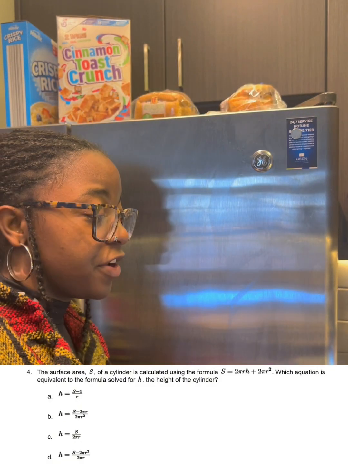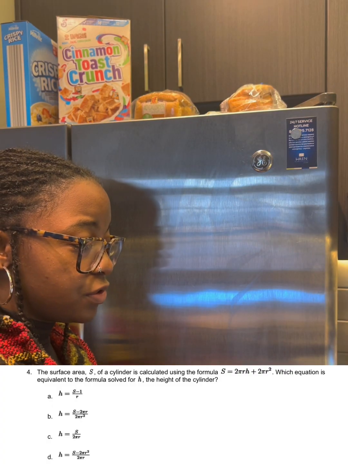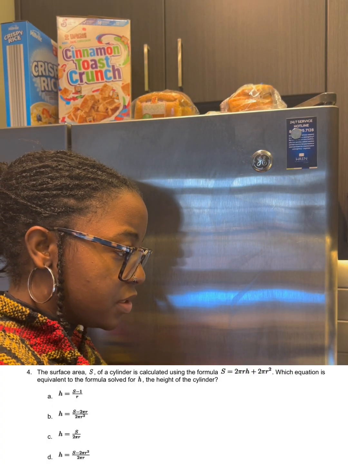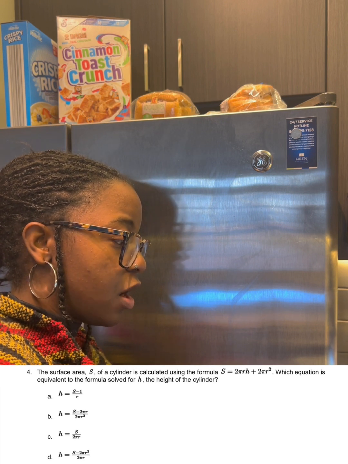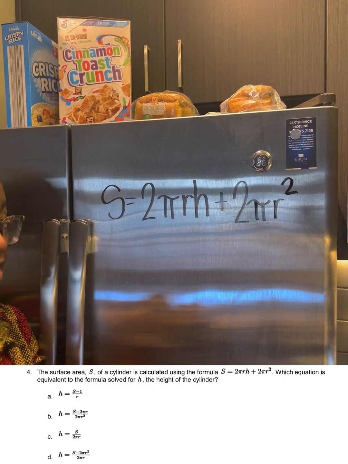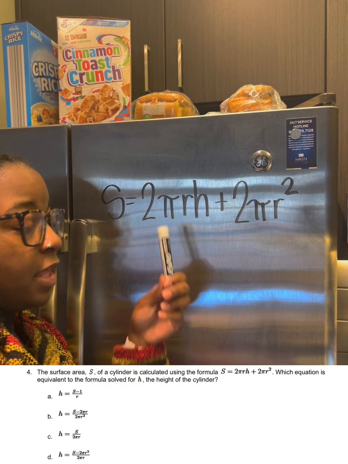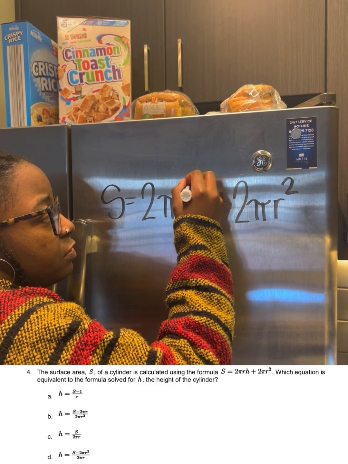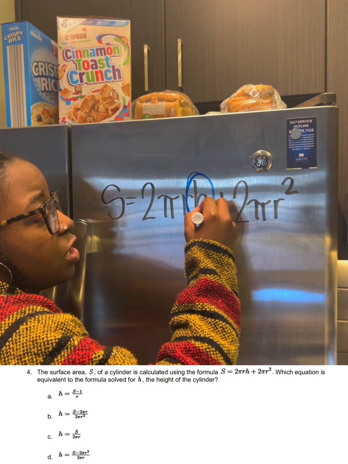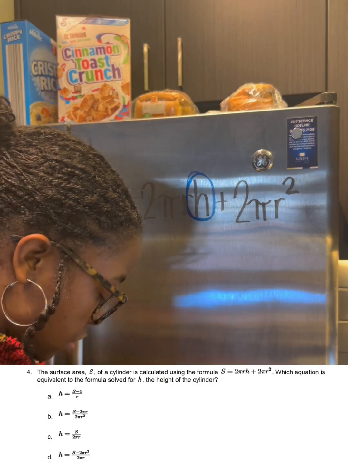The surface area S of a cylinder is calculated using the formula S equals 2 pi RH plus 2 pi R squared. Which equation is equivalent to the formula solved for H? Donde H? Right here. H is right here. So I need to focus on getting H by itself. This is no different from any other problem. Actually, let's do an example.